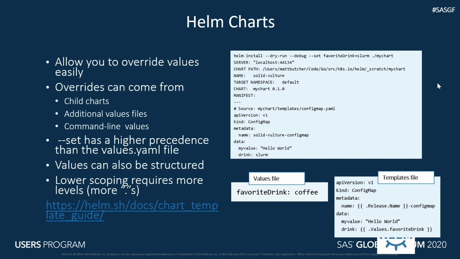The values can also be structured, using dot notation to indicate the hierarchy. Lower scoping requires more levels. As you get further and further down, you add more dots to separate it out.